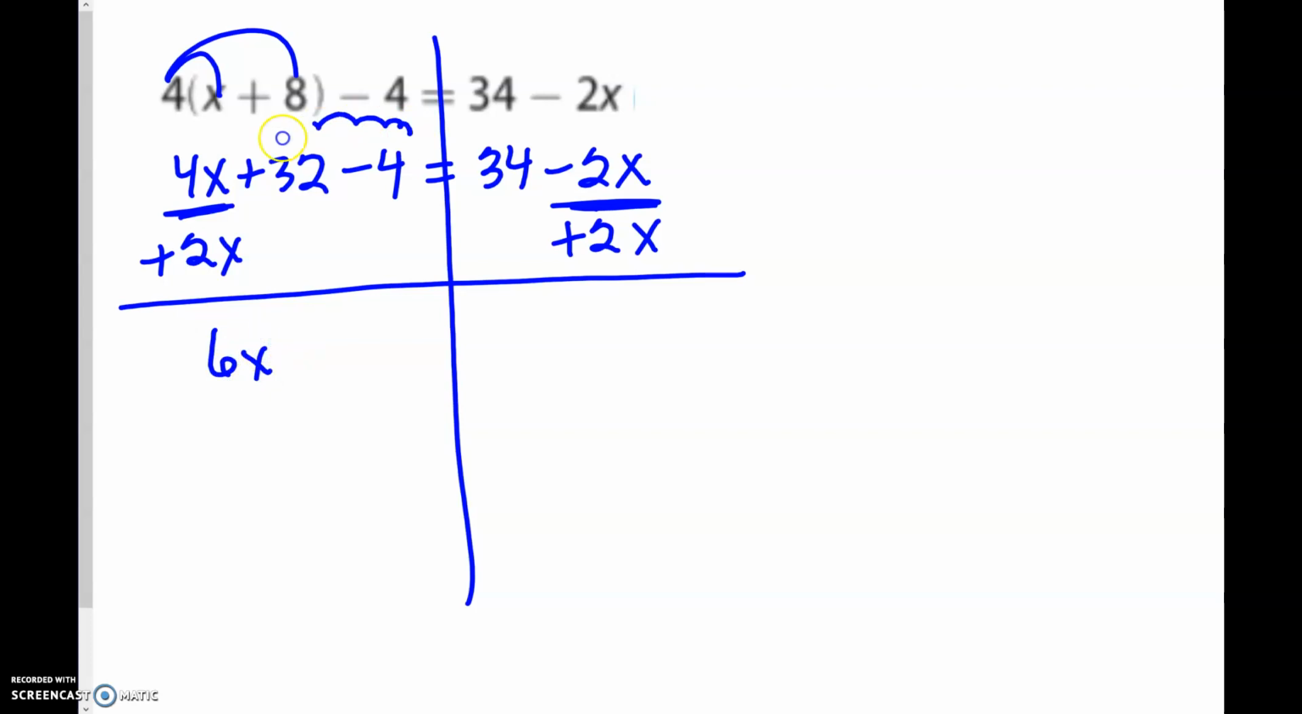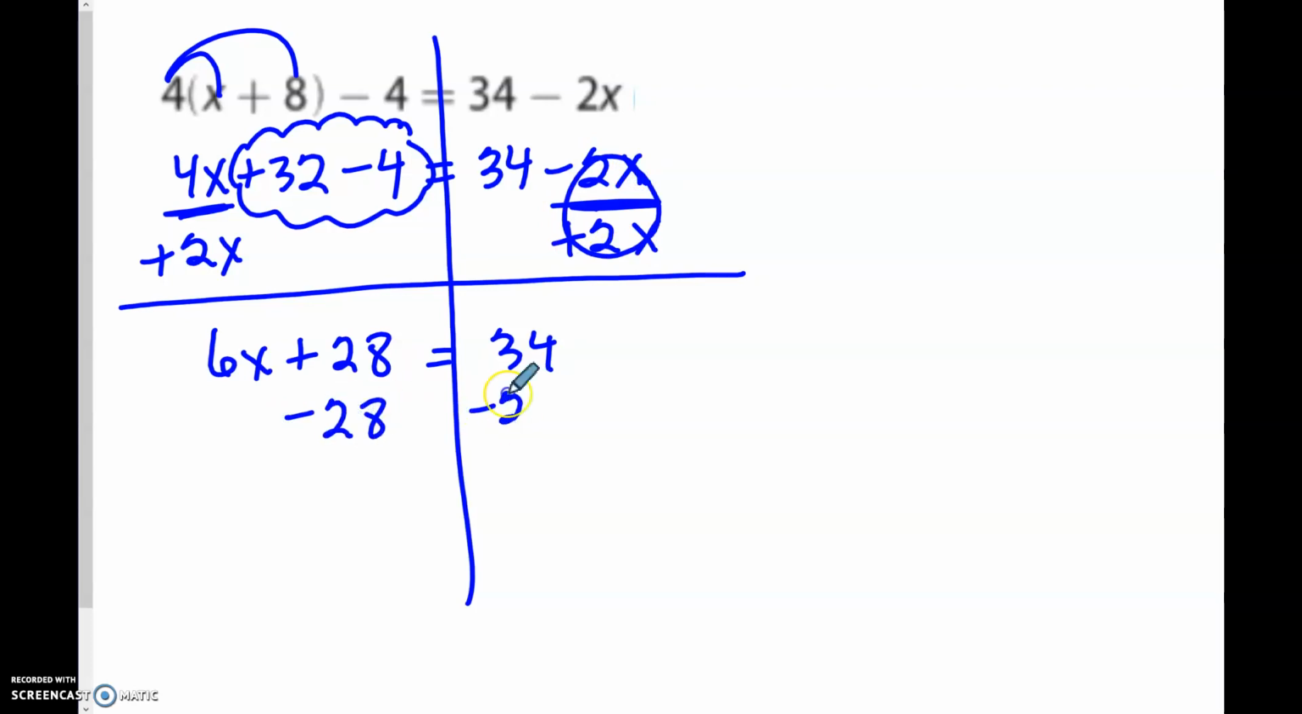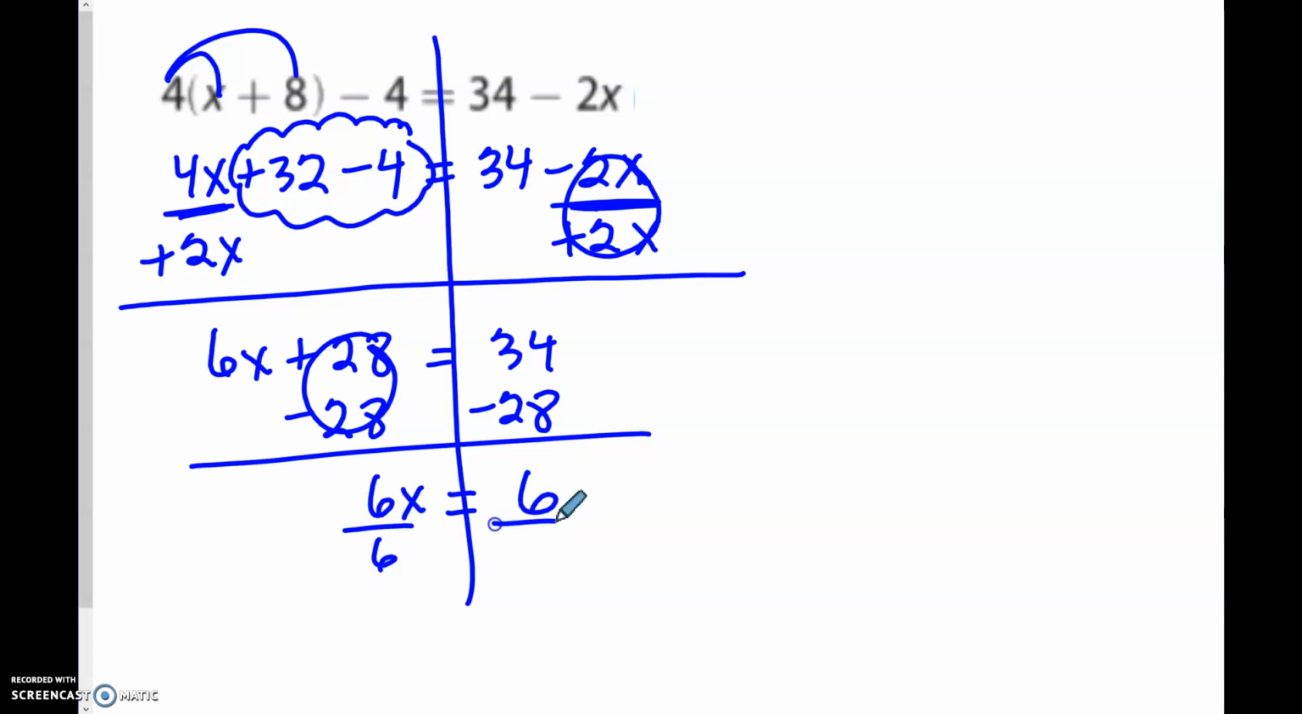And then if we look, these are like terms. So 32 minus 4 is going to give us 28. And over here, these cancel out. Now we're going to subtract 28 from both sides. So these cancel out, and 6x equals 6. So to get this 6 away from the x, we're going to divide by 6. So it looks like x is 1.